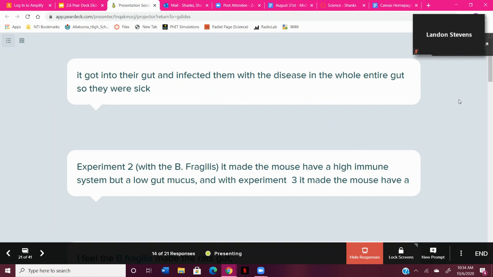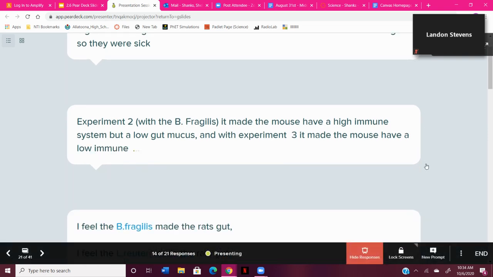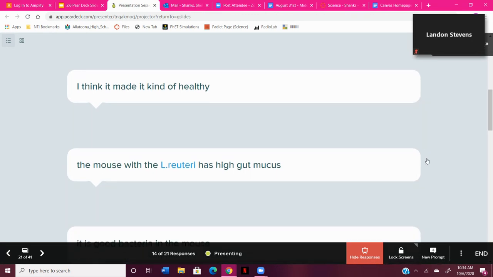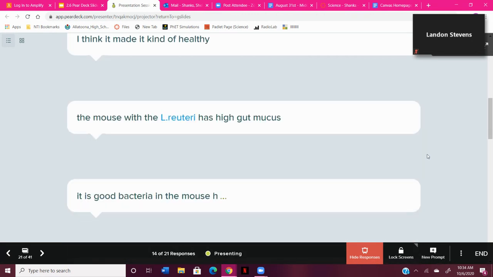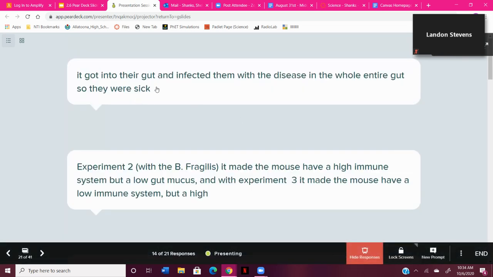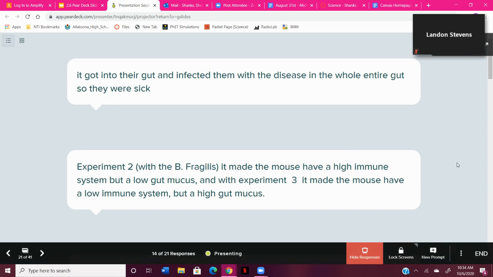All right, so I've got some people typing. Okay, the mouse with the L. reuteri has high gut mucus. So this first one right here, I've told you guys that the L. reuteri and the B. fragilis are not bad bacteria. They are both good bacteria. We are looking at the test results that talk about the immune cells and that talk about the mucus in the gut.